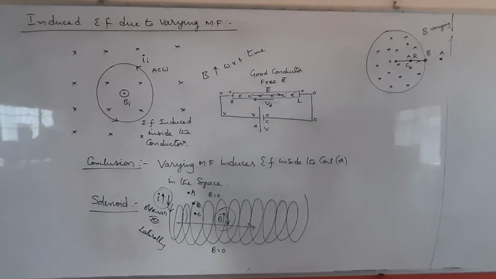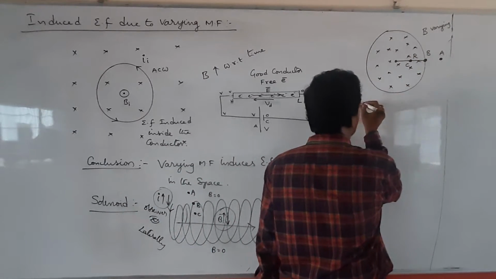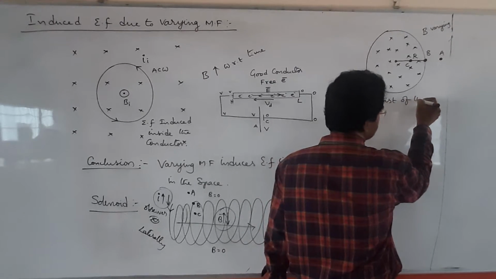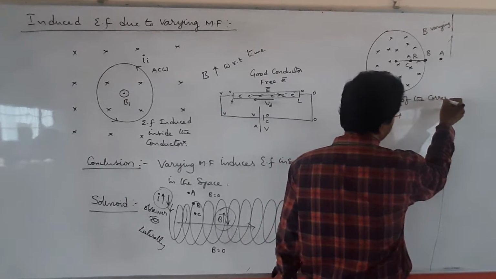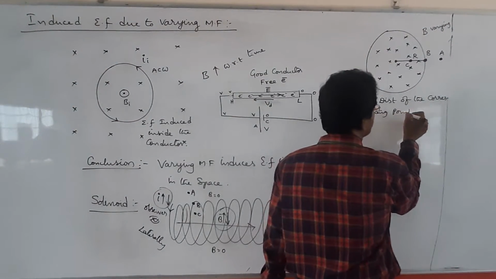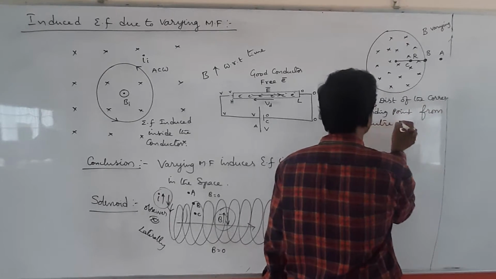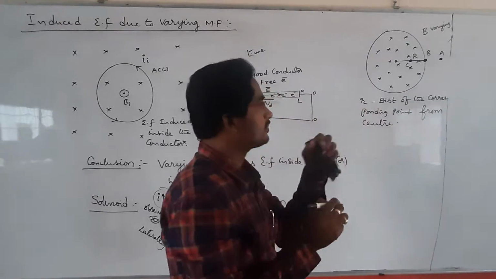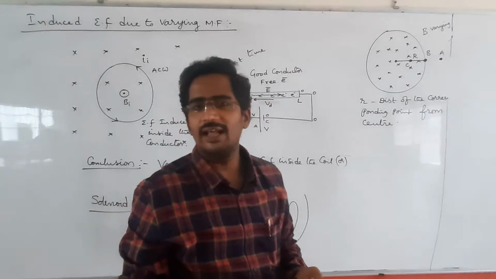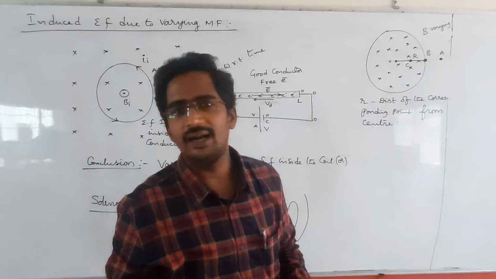Normally the distance of these points is represented with small r, the distance of the corresponding point from the center. That is the meaning of r. Now we would like to get the induced electric field value at A, B and C.